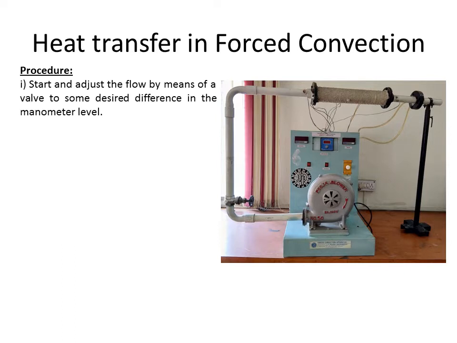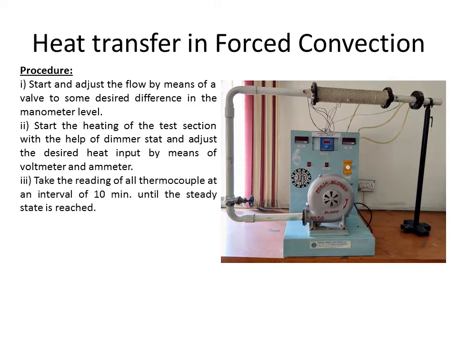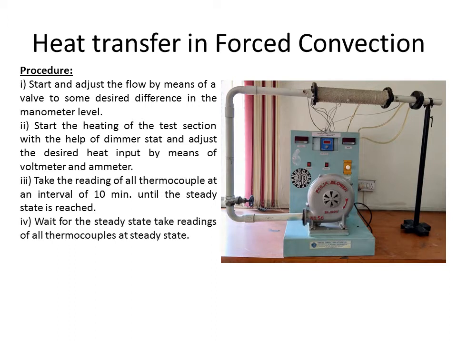Procedure: start and adjust the flow by means of a valve to some desired difference in the manometer level. Start the heating of the test section with the help of dimmer stat and adjust the desired heat input by means of voltmeter and ammeter. Take the reading of all the thermocouples at an interval of 10 minutes until the steady state is reached. Wait for steady state. Take the readings of all the thermocouples at steady state. Note down the heater input.